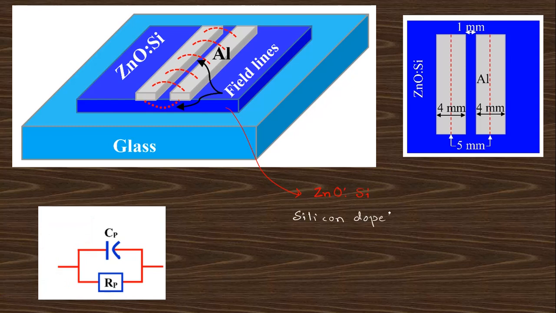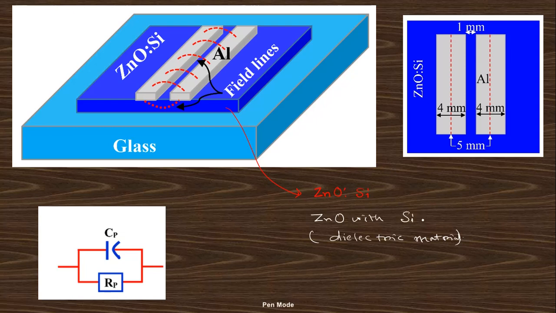Silicon doped zinc oxide. This is actually an insulating semiconductor, that is, a semiconductor with very low conductivity. You can say this is a dielectric material. Actually, this is not a silicon-doped material. You can say it is an alloy, zinc oxide with silicon alloy.